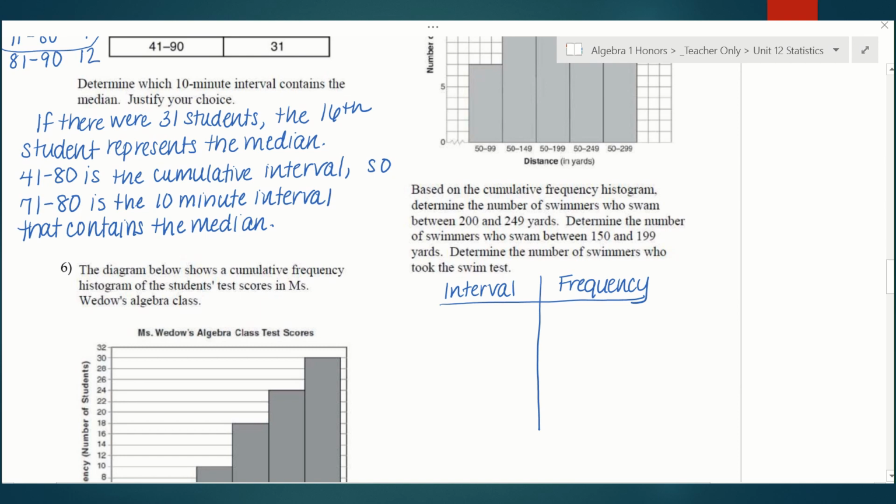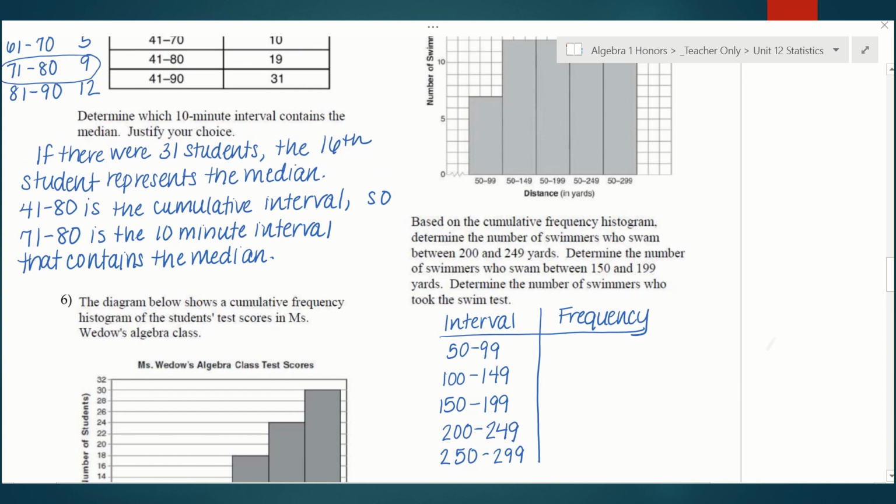Okay, so our first interval would be 50 to 99. And then the second one would not be 50 to 149. Now it would be 100 to 149. And then it would be 150 to 199. So I'm just using the intervals that they have on the histogram, but I'm making them non-cumulative now. So then we'd have 200 to 249 and 250 to 299. Okay, so now let's look.